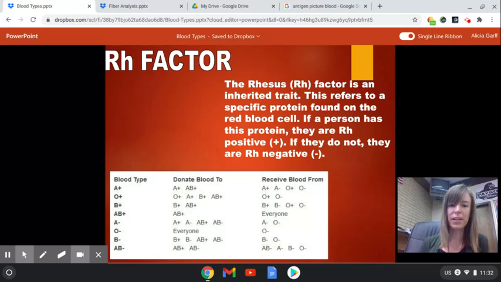Okay, and then finally, just to help you understand what the positive and negative thing means, that has to do with something called the rhesus factor. And this is a different protein on the red blood cell. If you have this protein, then you're positive, Rh positive. If you don't, then you're Rh negative. And you can test for this in the same way that you test for A, B, and O blood types.